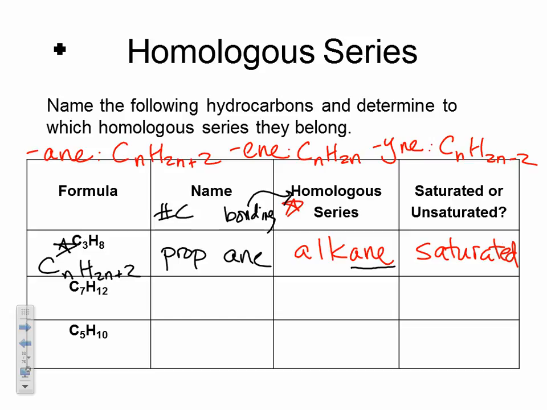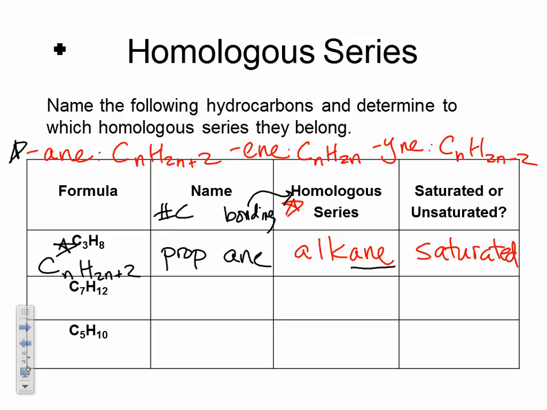Didn't need to see it drawn out. I utilized the fact that it fits the CnH2n+2 pattern to get the suffix that I needed, and simply the number of carbons in the formula to get the prefix that I needed. So the next one, C7H12. Again, I'm going to start by looking up here at the different patterns. Which pattern does this formula fit into? Because that's going to help me get the homologous series, and whether or not it's saturated or unsaturated.